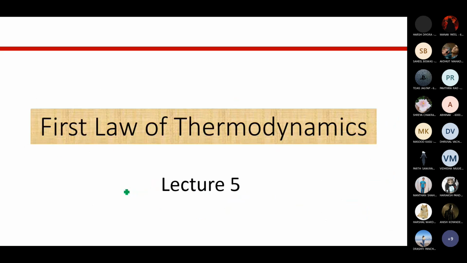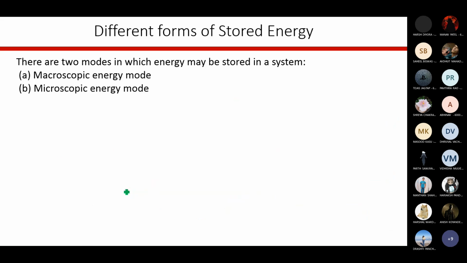Yes, sir. Okay, fine. Moving further, now we'll talk about what are the different forms of stored energy. We said that delta E is nothing but the energy stored because of heat and work interaction, right? So we wrote Q minus W is equal to delta E. So what are the different ways by which you can store that energy, or what are the forms in which the energy is stored? There are two modes in which the energy is stored in the system. One is called the macroscopic energy mode and another is called the microscopic energy mode.